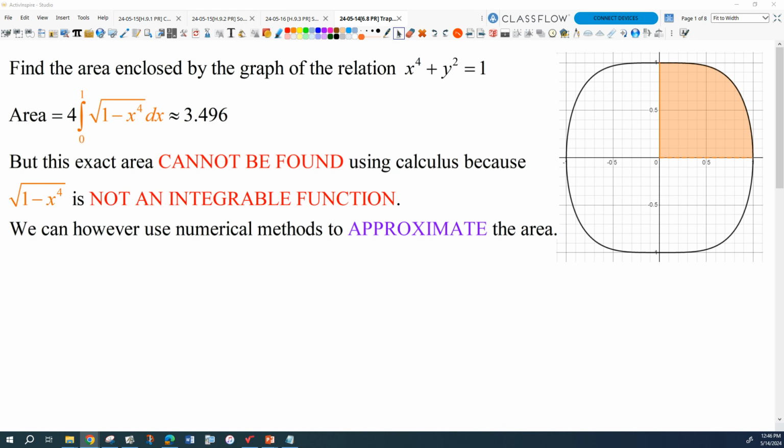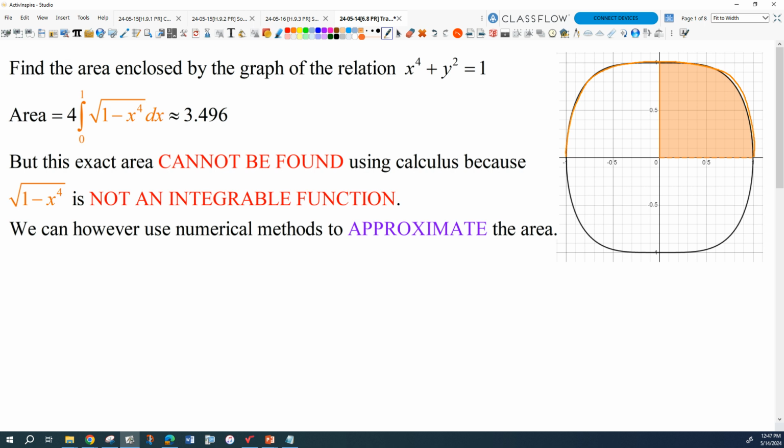Find the area enclosed by the graph of the relation x to the fourth plus y squared equals 1, which looks like that, right? So how would we do this? We'd probably break it up into fourths because there's symmetry here, right? And we'd probably just take the top half of this, which is, if I just took this part right here, that would be the function.